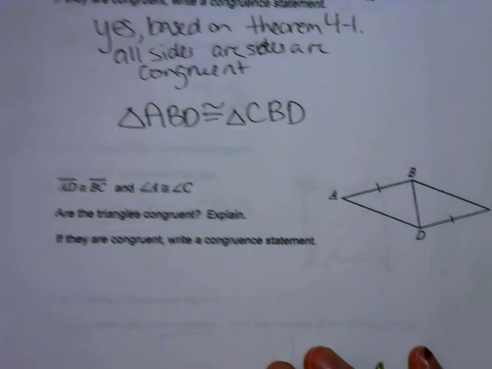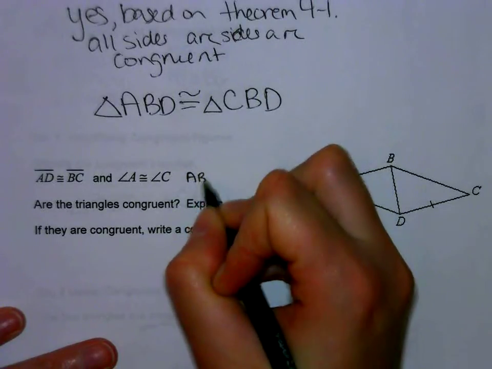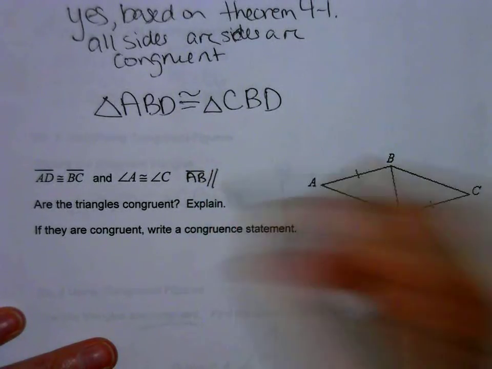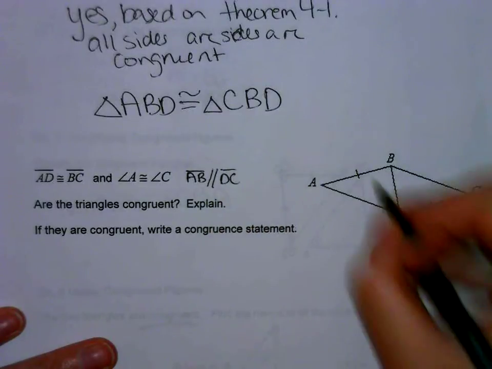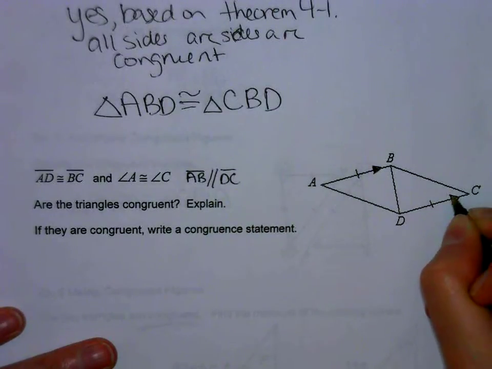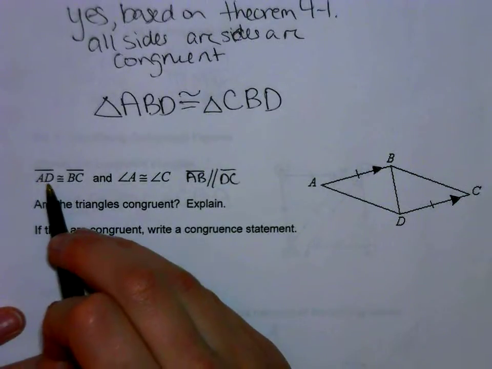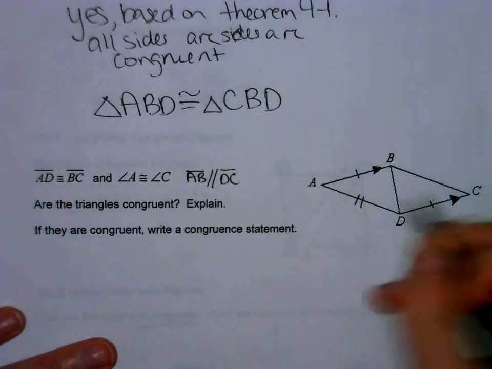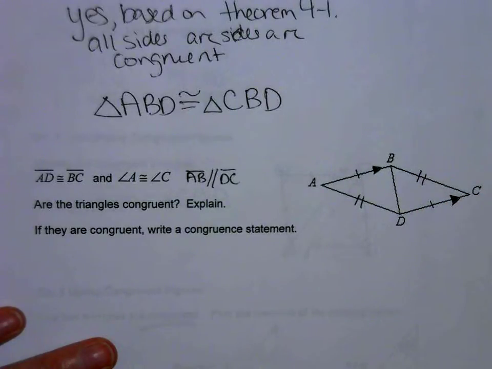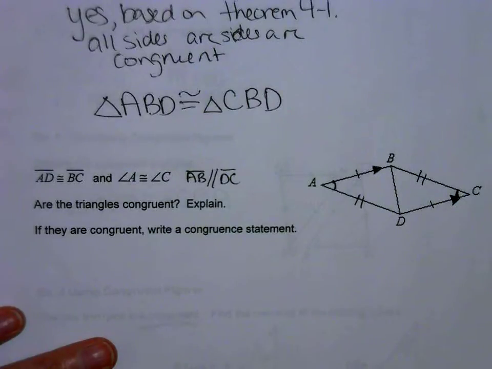Alright, let's look at our last example for today. Let's add in one thing. We want to say that AB is parallel to DC. So if we add that in, AB is parallel to DC. We know that the length AD is congruent to BC. We know that angle A and angle C are congruent to each other.